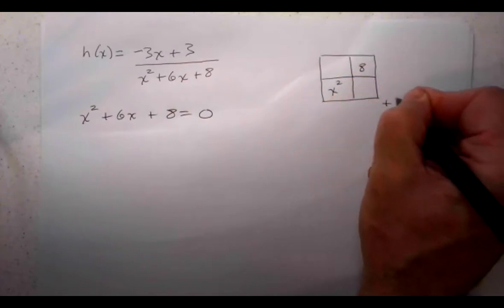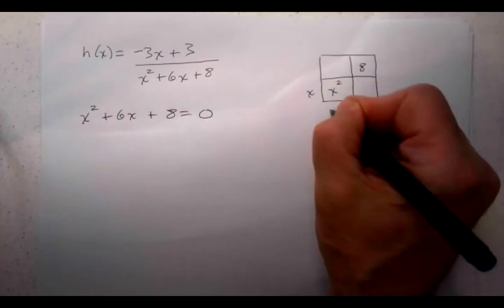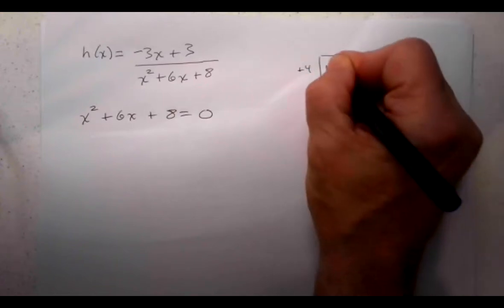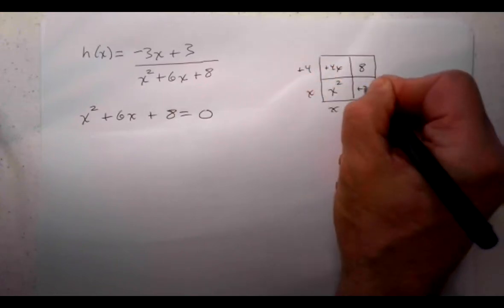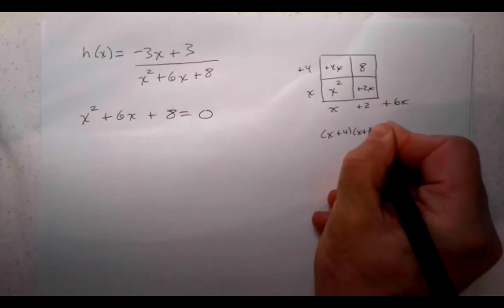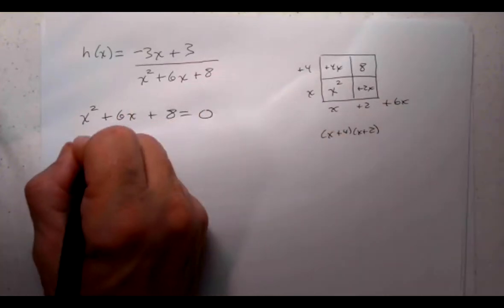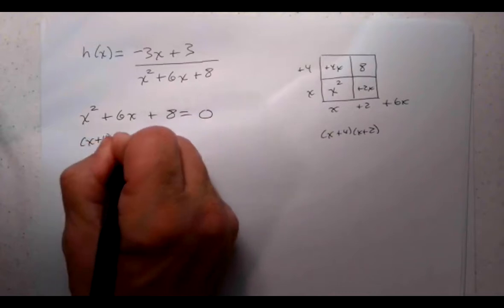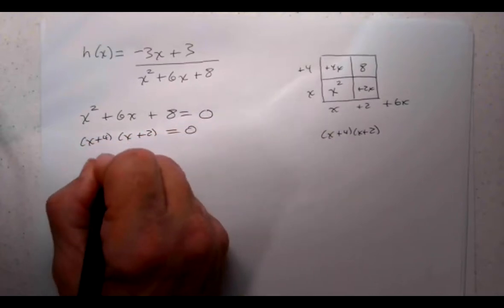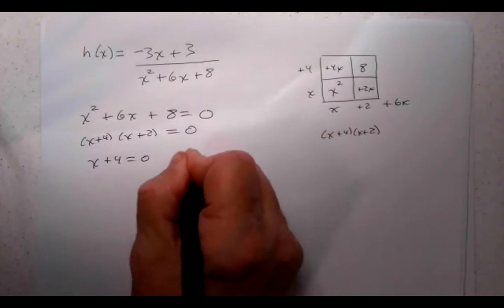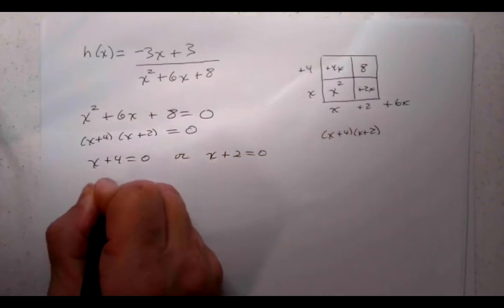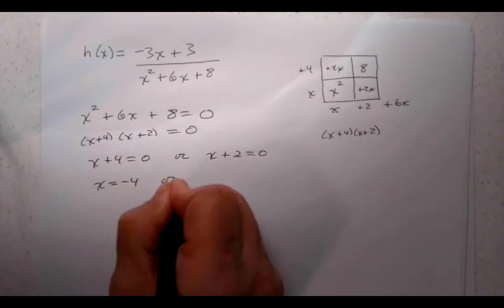x squared plus 6x plus 8, so that's x times x, plus 4 times plus 2. We get plus 4x here and plus 2x there. So x plus 4 times x plus 2. So when does that equal 0? Well, that would be x plus 4 is 0 or x plus 2 is 0. So that'll give us x is negative 4 or x is negative 2.